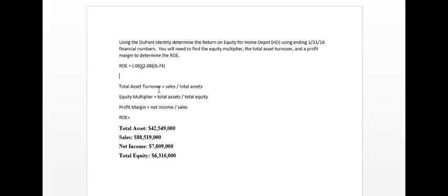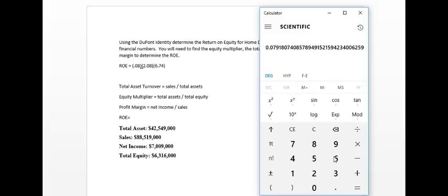So 0.08. Return on equity. This is how we're going to do it. So I'm going to clear everything I have. I always like to do that. 0.08 times 2.08. I just flipped it around and I did 2.08 times 0.08. Now I'm going to multiply that by 6.74.